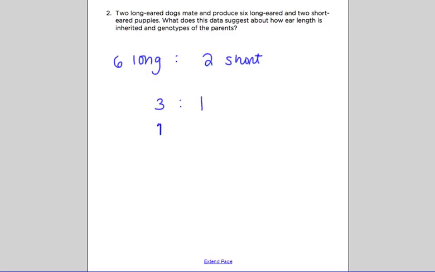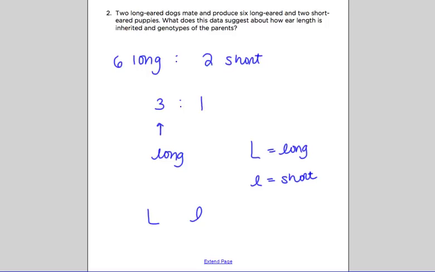So the 3 represents the long phenotype, which suggests that the long allele is dominant over the short-eared allele. So we can say that big L equals long, and little l equals short. Now it also wants to know what the genotypes of the parents are. Well, if you're getting a 3-to-1 ratio, that means that both parents are heterozygous.